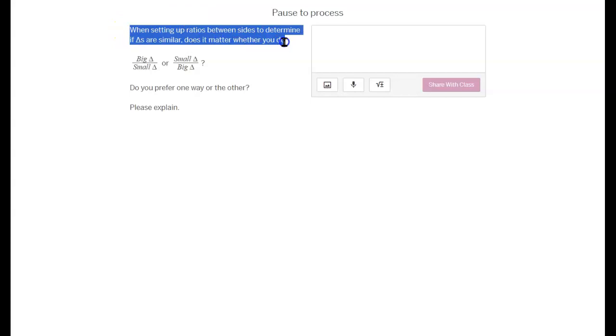When setting up ratios between sides to determine if triangles are similar, does it matter whether you do big over small or small over big? Do you prefer to do it one way or the other? Go ahead and explain.